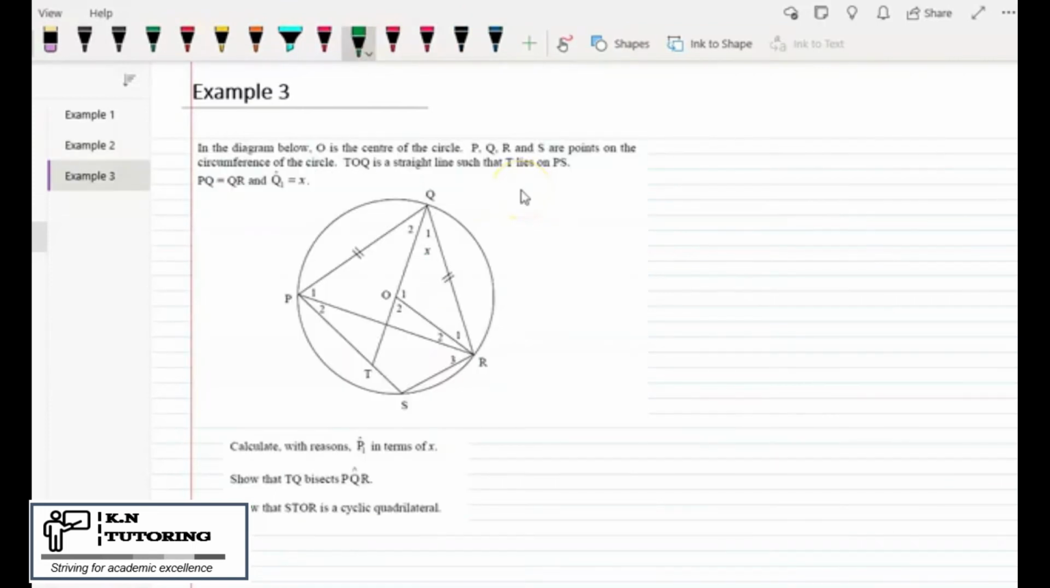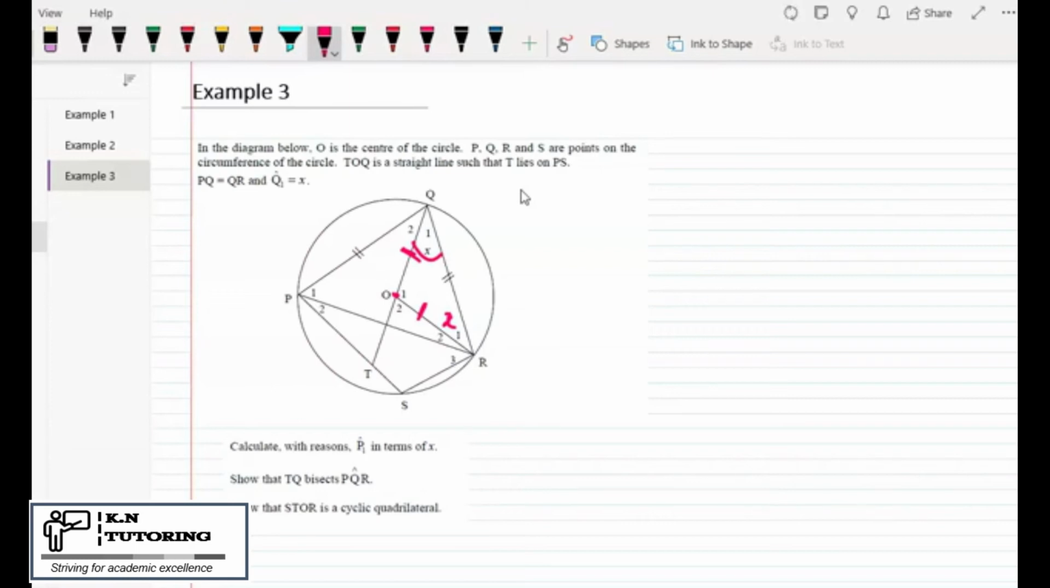Okay, we are now going to attempt example number 3, which says in the diagram below, O is the center of the circle. So from the word go, O is the center of the circle. So this is my center. So we know that this angle is equal to that angle, which means Q1 is equal to R1, and Q1 is given as X, which means this is X. Okay? Why? Because radii are equal and they make up base angles that are equal, which is one of the properties of an isosceles triangle. Okay?